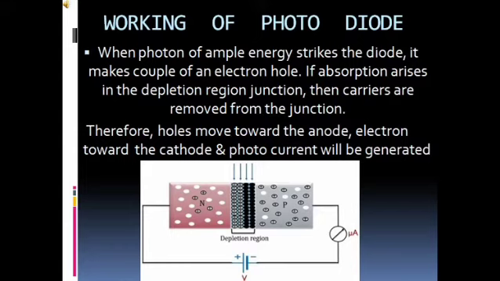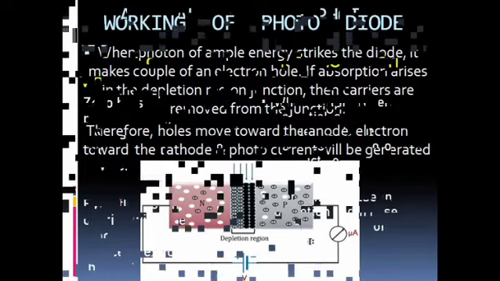So holes in the region move towards the anode and electrons move towards the cathode, and the photocurrent will be generated. The entire current through the diode is the sum of the current in the absence of light and the photocurrent. So the dark current must be reduced to maximize the sensitivity of the device. This you can see from the figure.